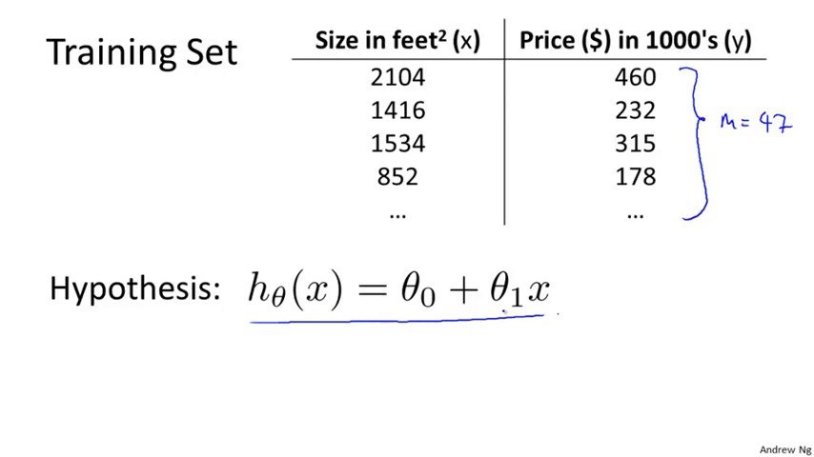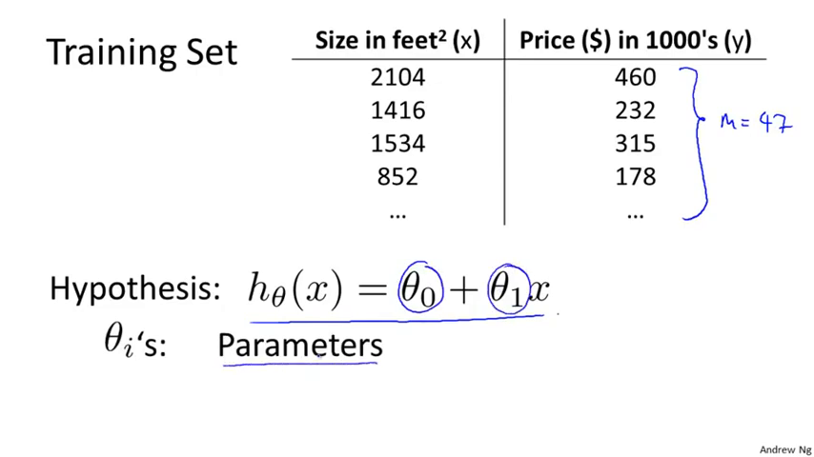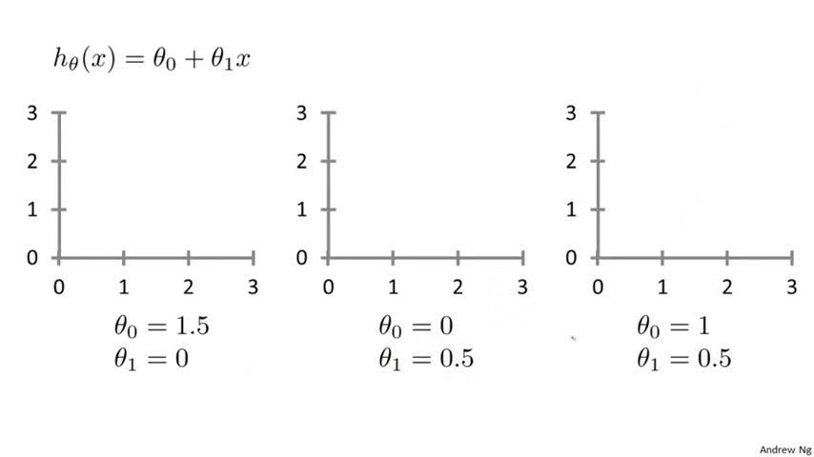To introduce a little bit more terminology, these theta 0 and theta 1, these theta i's, are called the parameters of the model. And what we're going to do in this video is talk about how to go about choosing these two parameter values, theta 0 and theta 1. With different choices of the parameters theta 0 and theta 1, we get different hypothesis functions.